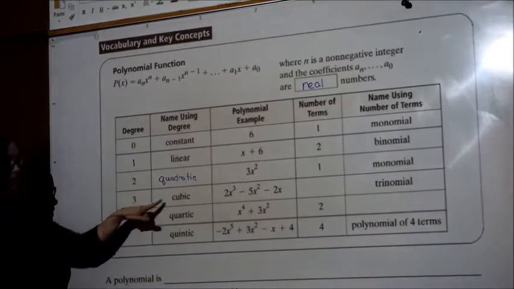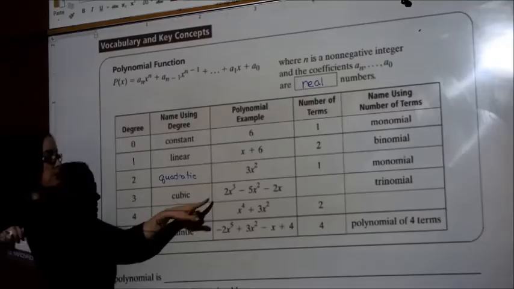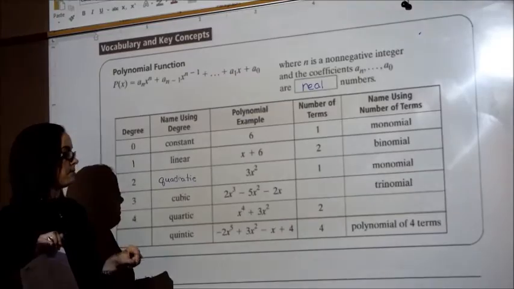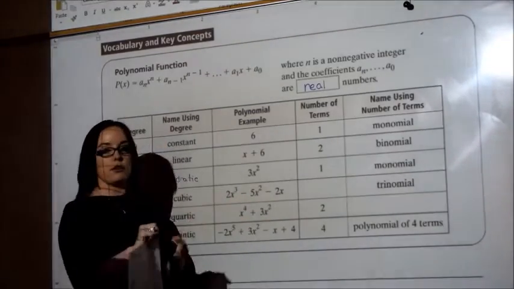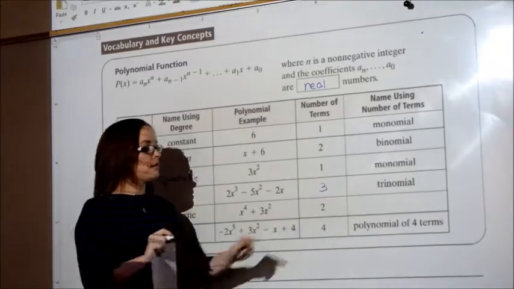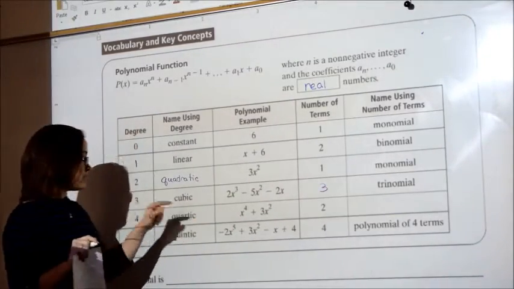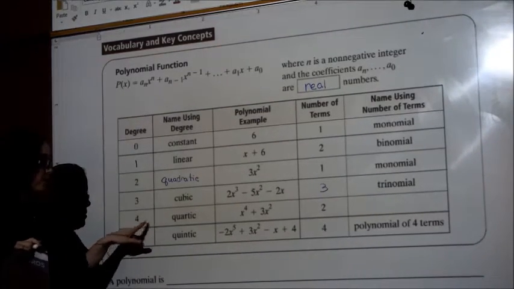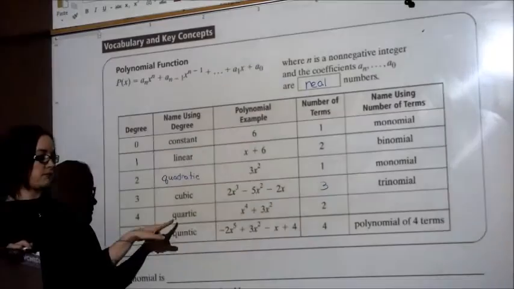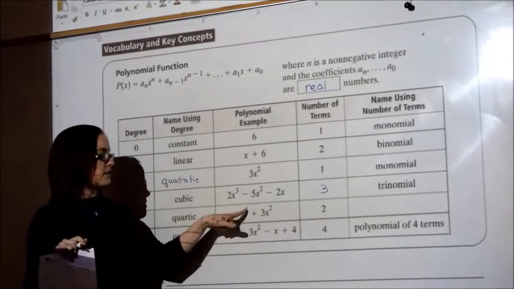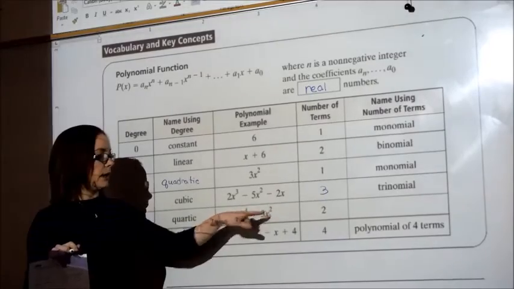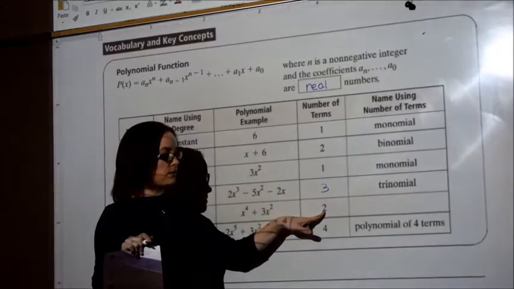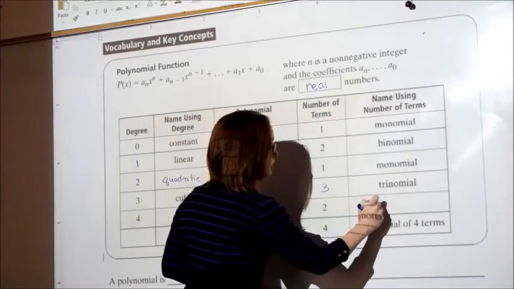Here we're going to deal with the 3rd degree, which is called a cubic. The example is 2x cubed minus 5x squared minus 2x. Because there are 1, 2, 3 terms here, this is going to be called a trinomial. So this particular example is a cubic trinomial. For the 4th degree, this is a quartic. It's a weird name, but it's quartic. x to the 4th plus 3x squared is the example we're going to use for this. Because there are 1, 2 terms, this is again a binomial.